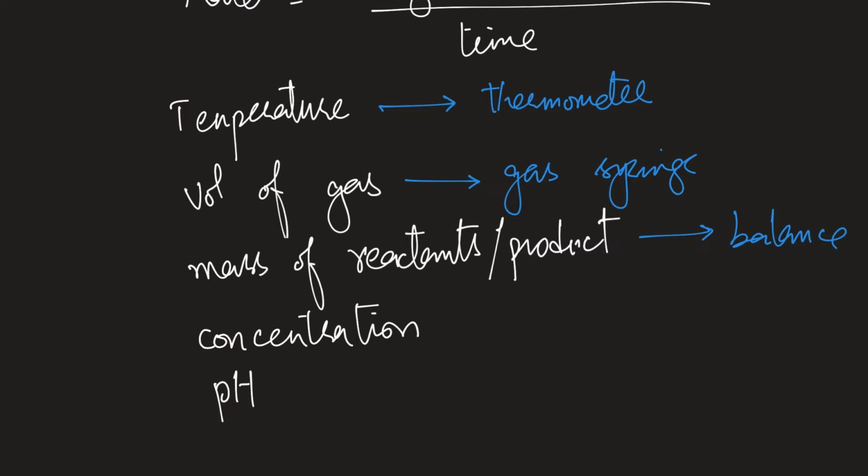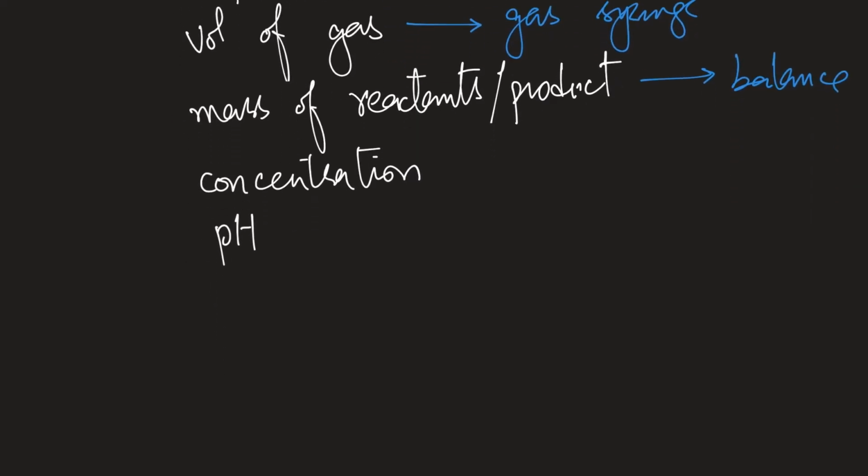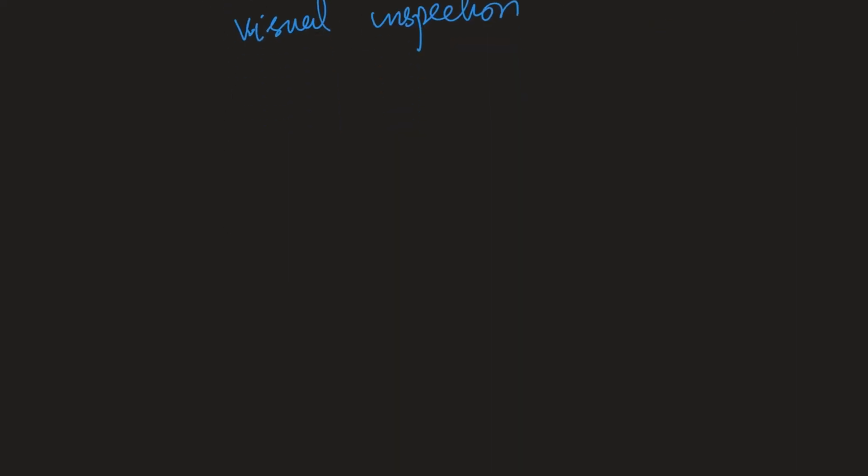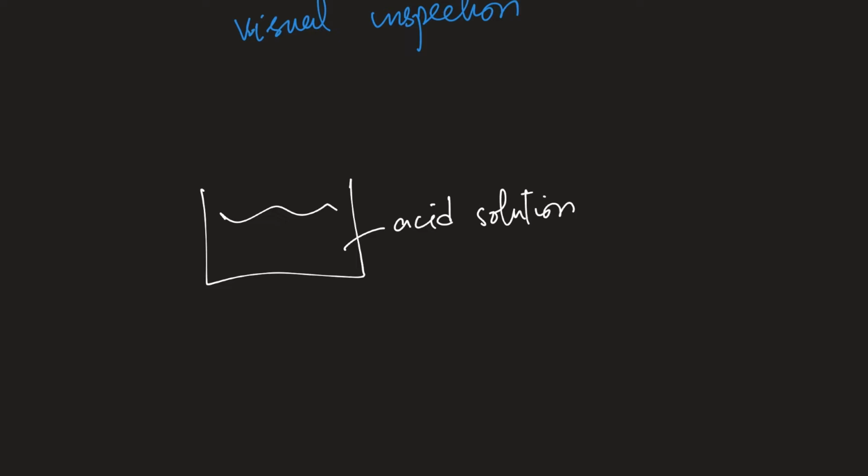Sometimes we don't even want to measure the change in temperature, we just want to get a rough idea. And that idea, we can get by visual inspection. So I'll quickly go over how these factors can be used. Let's suppose there's a beaker, and in that beaker you have acid solution. In that, you add magnesium powder. Now this is magnesium solid. Now a couple of things can happen.